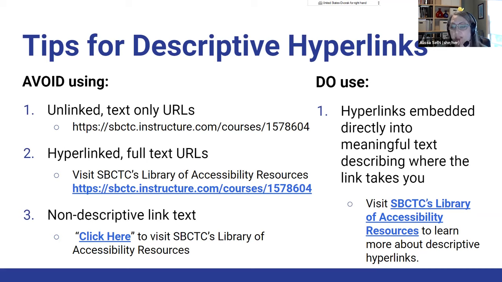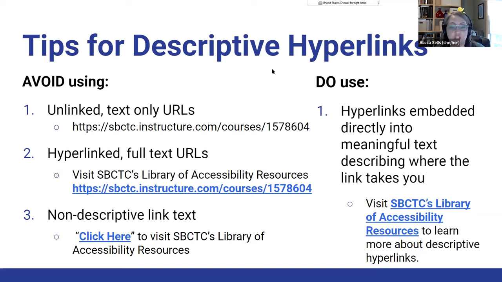So doing it this way tells your readers exactly what the resource is, where the link will go, and also makes it much easier to find as you're skimming through the page. So the example sentence would be, visit SBCTC's Library of Accessibility Resources to learn more about descriptive hyperlinks. And I would put the hyperlinked text as SBCTC's Library of Accessibility Resources, because that tells the reader what the resource is and where they're going to go if they click on that link.